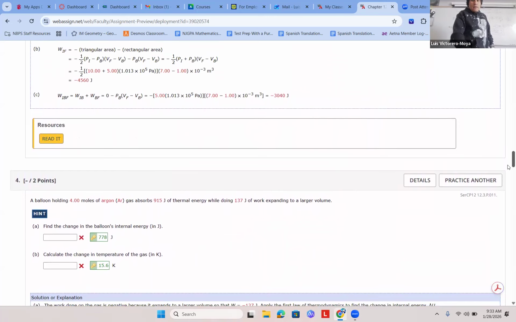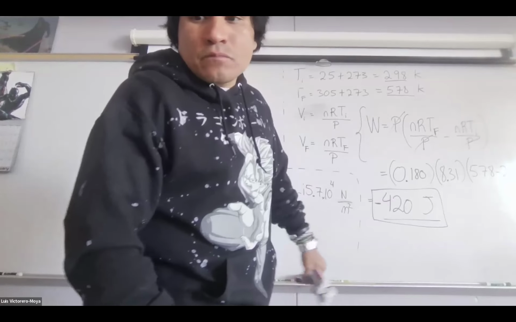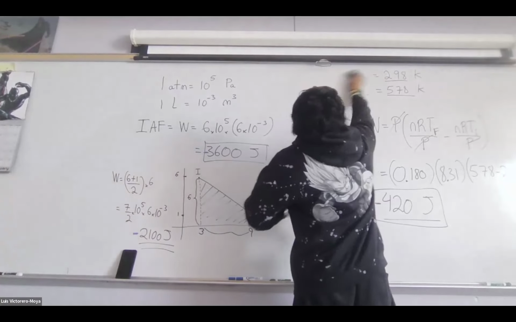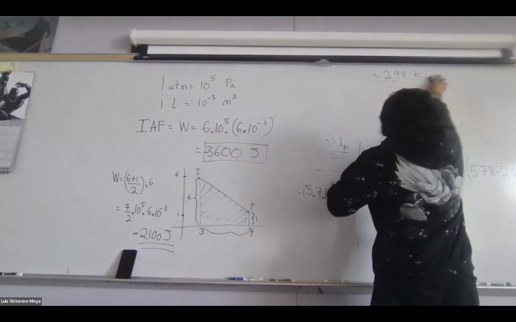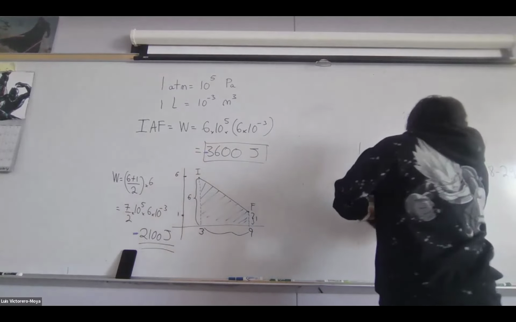Okay. This is a good problem there. How do you get that value there? A balloon holding 4 moles of argon absorbs 915 joules and is doing 137 joules of work expanding to a larger volume. So what's the change in the balloon's internal energy? Okay. That is just the first law of thermodynamics. So we are going to use Q equals W plus delta U, where delta U is the change of internal energy. All right?